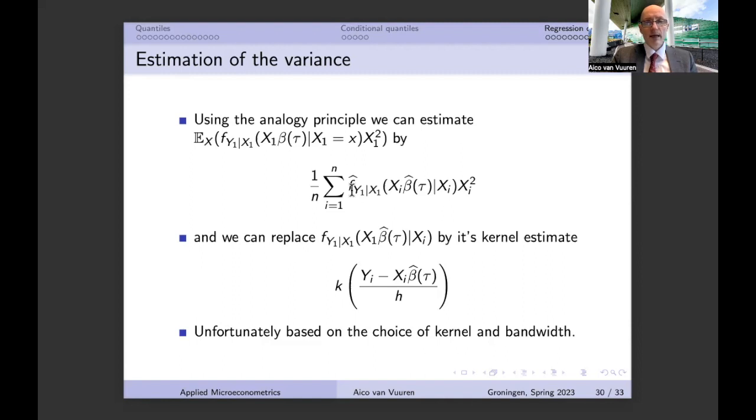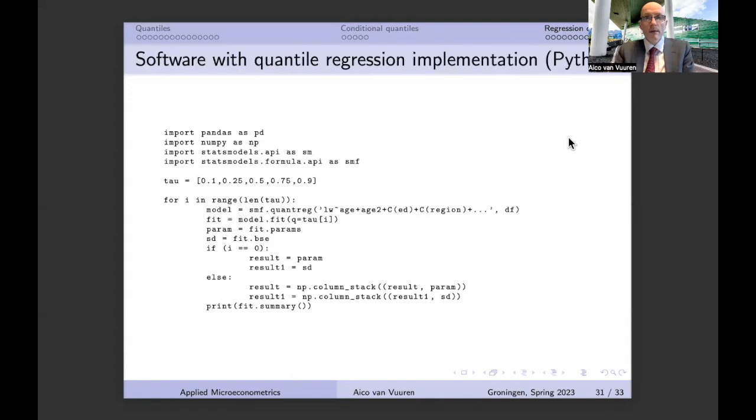Well, that can again be estimated by a kernel estimate. That's this kernel function that we have over here. Unfortunately, this depends on the choice of the kernel and the bandwidth. That's the reason why a lot of people actually don't use this, even though it's pre-programmed in Python, Stata, and in R. But another way you can actually do this is simply by using bootstraps.